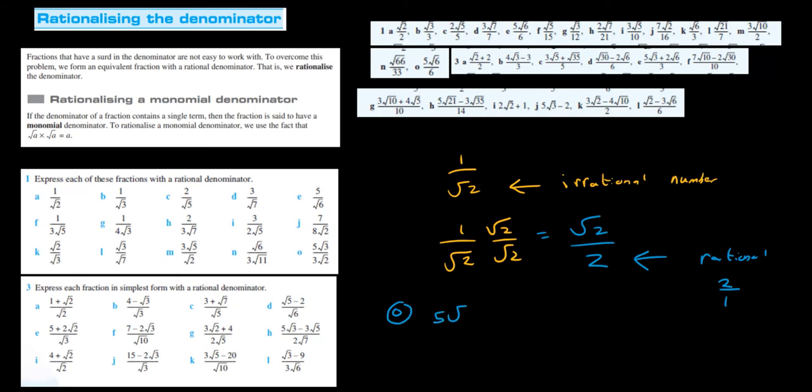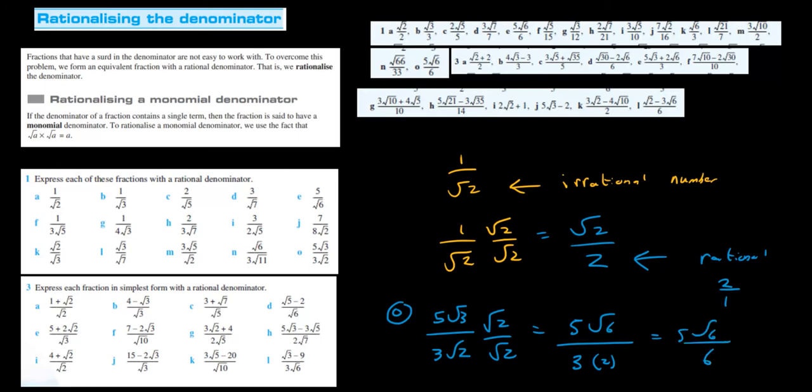We've got 5 root 3 over 3 root 2. So we multiply numerator and denominator by root 2 to give 5 root 6 all over 3 times 2. That gives 5 root 6 over 6. And we can check our result at the top. We've got 5 root 6 divided by 6.